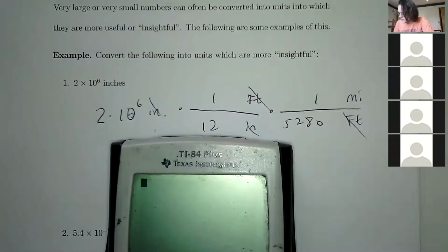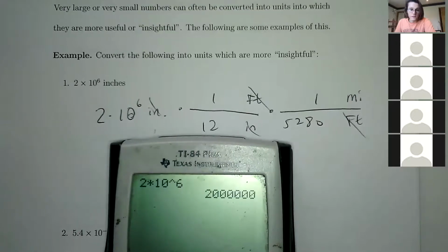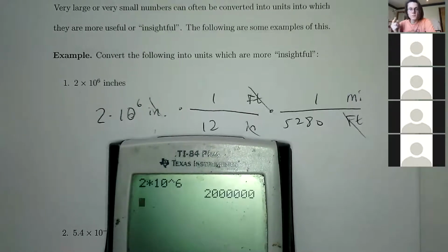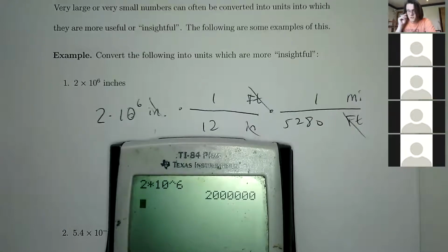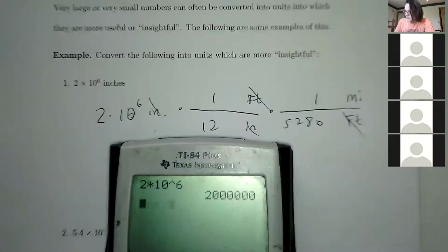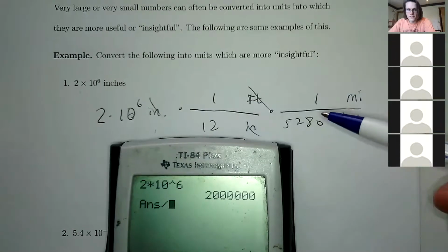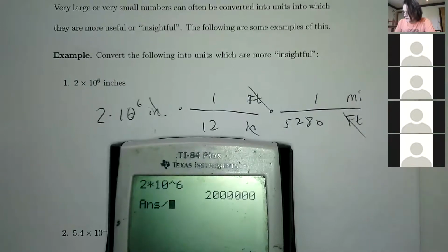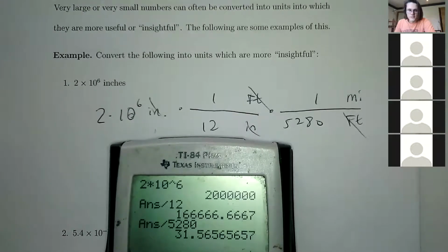There we are. So 2 times... and in your calculator too, if you have a graphing one, you can enter it just in that format, and it will print it out. Sometimes it won't print it out. If it's too big, it will leave it in scientific notation, so just be warned. Anyway, divide it by the 12 and then divide by 5280. So that's what it is. It's 31.6 miles.